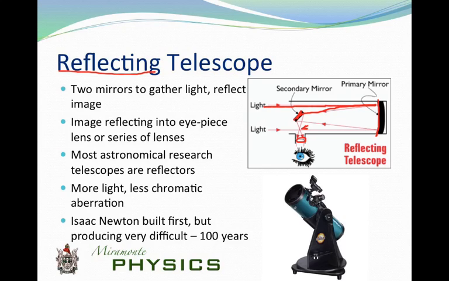So more astronomical research telescopes are these reflector types. They can get more light coming in, and that's half the battle, is getting enough light so that you can view something that's far in the distance. And you also will eliminate chromatic aberration because you're dealing with mirrors. You're not doing any refracting, so you won't bend light differently. Isaac Newton built the first one, but it ended up being very difficult to produce, so not often would we create these until we got better at engineering them, basically.